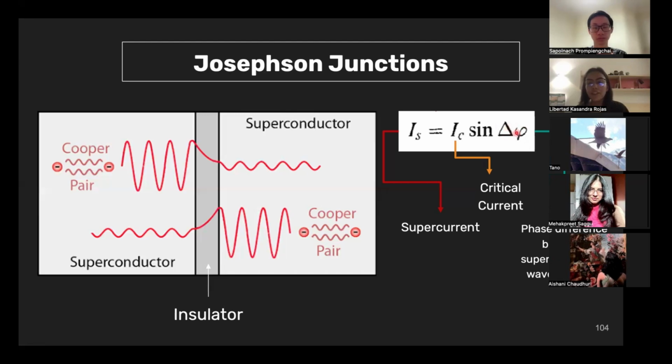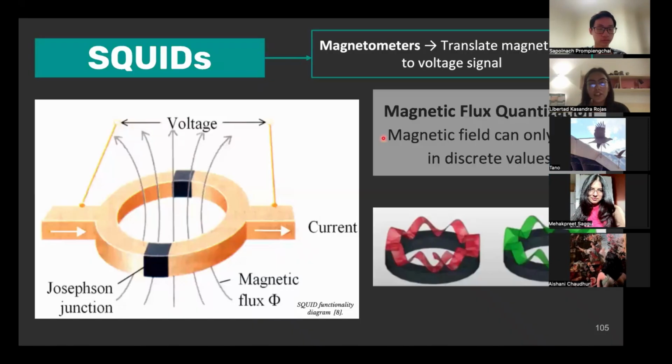And finally we have the phase difference. When I say phase difference, I mean the phase difference between the superconducting waves. Since electrons have properties of waves, and waves have phases, this is the difference between the phase of the electrons on this side and on this other side. The main thing I want you to remember is that the supercurrent, the current flowing through the Josephson junction, is dependent on a phase change. That is the main thing that is important about Josephson junctions.